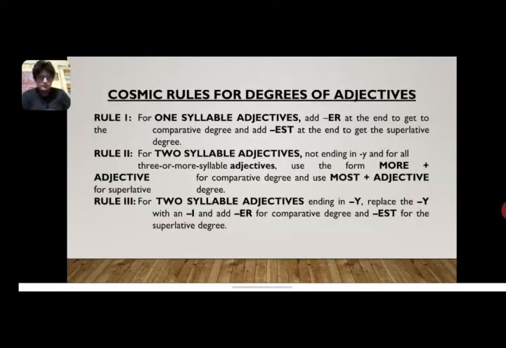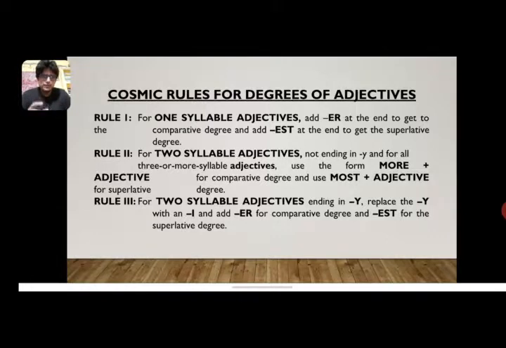Next on the screen, you've got cosmic rules for degrees of adjectives. Now, there are several rules, but these rules hold the same throughout the world. Since I've used the word cosmic, it simply means throughout the world, throughout the cosmos. COSMOS, that means the world itself. So the first rule is for one syllable adjectives.